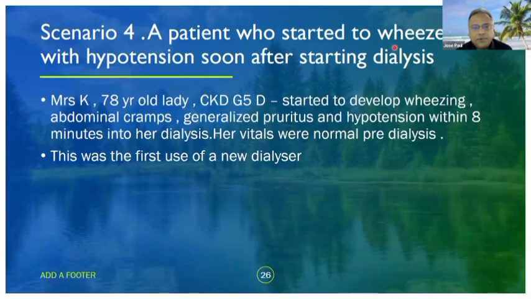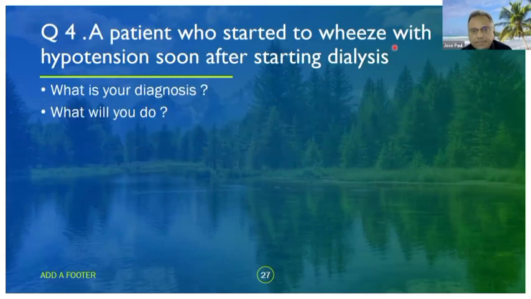Now coming to scenario 4. This is Mrs. K, a 78-year-old lady. She started to develop wheezing, abdominal cramps, generalized pruritus, and hypertension about 8 minutes into her dialysis. Her vitals were normal pre-dialysis. So she came in with normal vital signs. She was apparently normal. There was nothing wrong with her when she came to the dialysis. And 8 minutes into her dialysis, she started developing problems. And the technician noticed that this is the first use of a new dialyzer. So what is your diagnosis and what will you do?